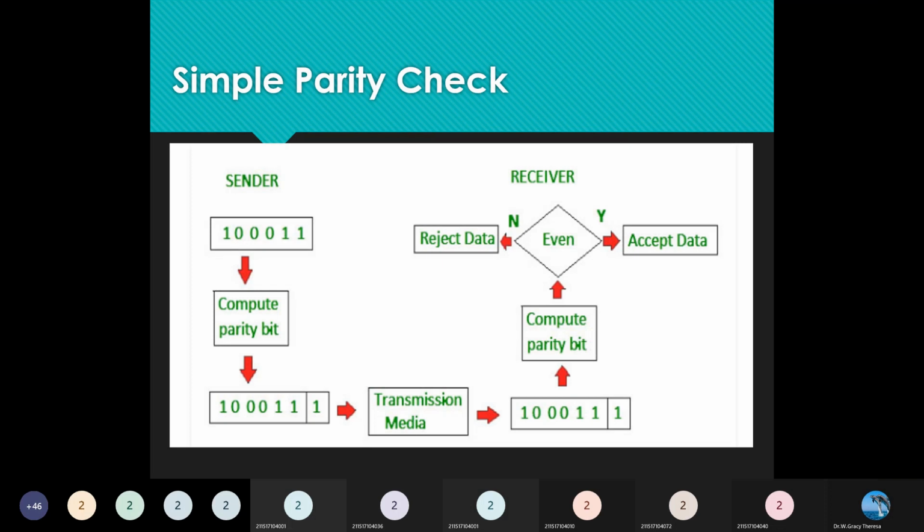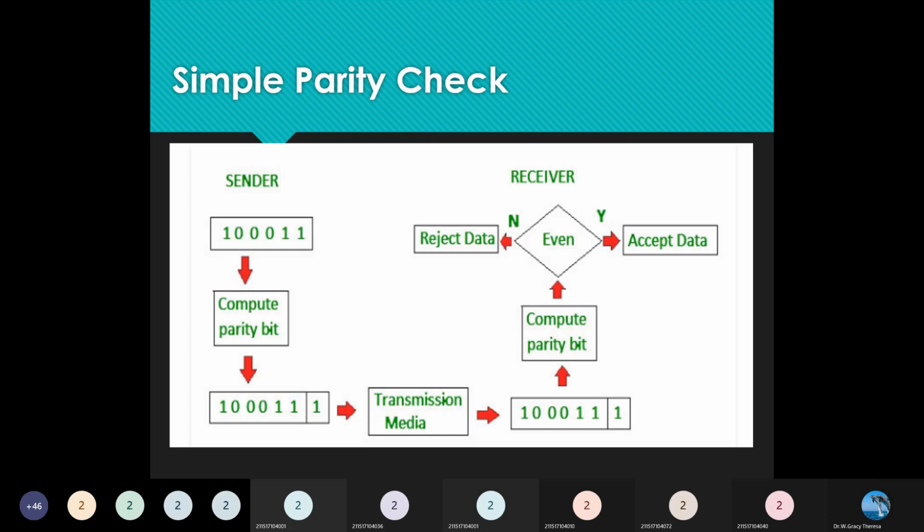What the receiver will do is, he will receive 1 0 0 0 1 1 and 1 extra 1, the parity bit. Along with the parity bit, it will be sent. The receiver receives this parity bit and computes whether there is an even number of ones or an odd number of ones. If it has an even number of ones, he will accept the data. If he has an odd number of ones, he will conclude that an error has been detected and it has to be analyzed and corrected.